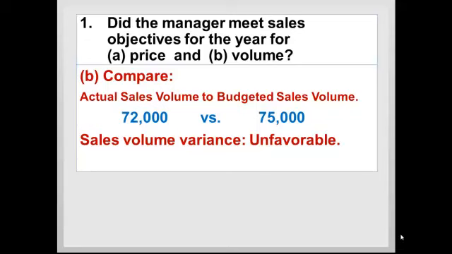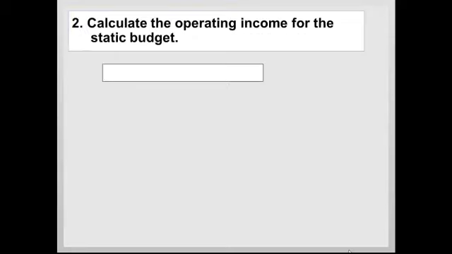These are variances that could be calculated, and in fact there is a way to do that. It's not really the focus of what we're doing here, but recognize that the manager would be evaluated first on did you meet the right price and did you meet the right sales volume. Then from there we would prepare a performance report and do the evaluation of the manager.